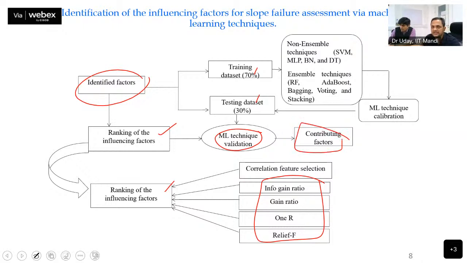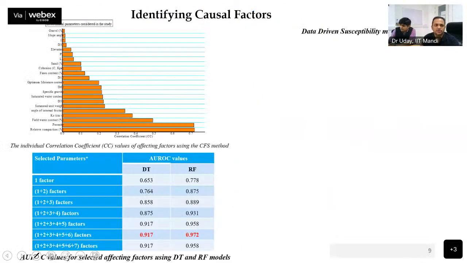How many of these factors are contributing to the susceptibility of a landslide? So looking at this, you can see the different parameters, which I just showed you in the last slide, are now on the y-axis, and we are seeing the Pearson correlation coefficient on the x-axis. Then we tried to rank based on these particular parameters, where we saw that there are 6 parameters, 1, 2, 3, 4, 5, 6, which are contributing to identifying the landslides. As I just told you, 0 and 1.